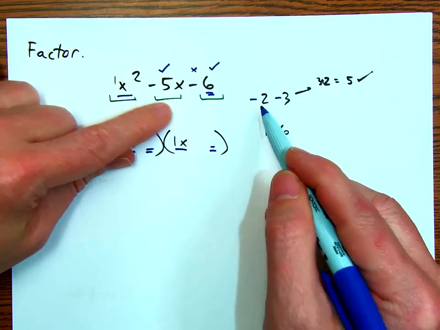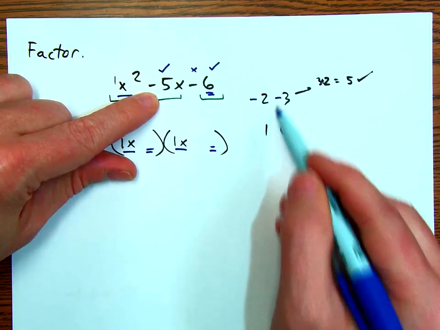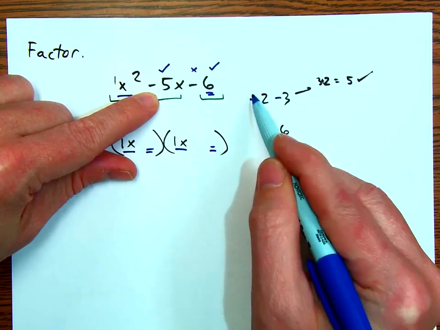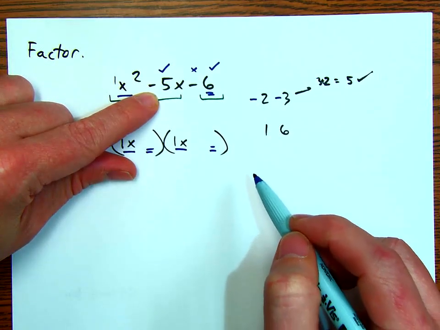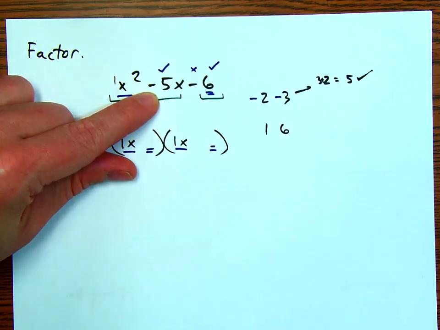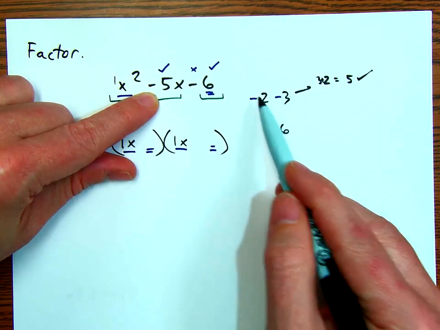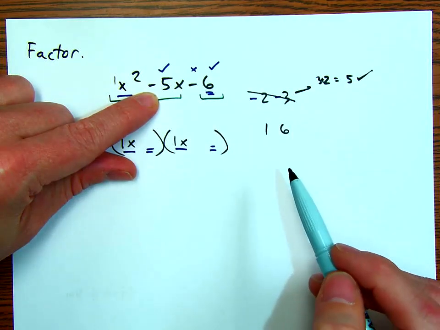Now, the only way we were going to make 2 and 3 be negative 5 is if they were both negative. So we're not going to sit here and start changing these signs, because then it's not going to make 5 again. So since these signs don't make this middle term and this last term, then they don't work.